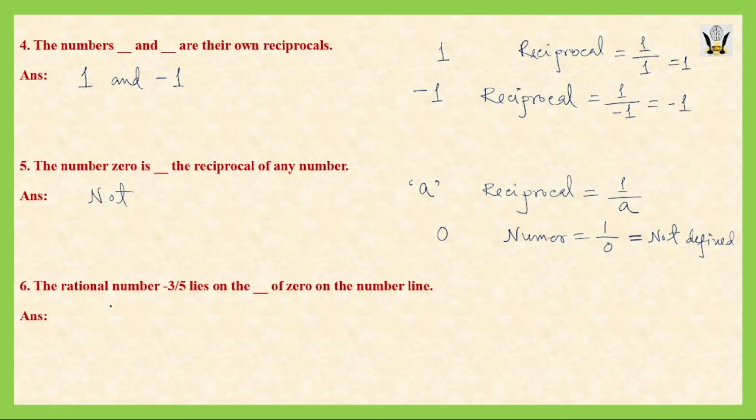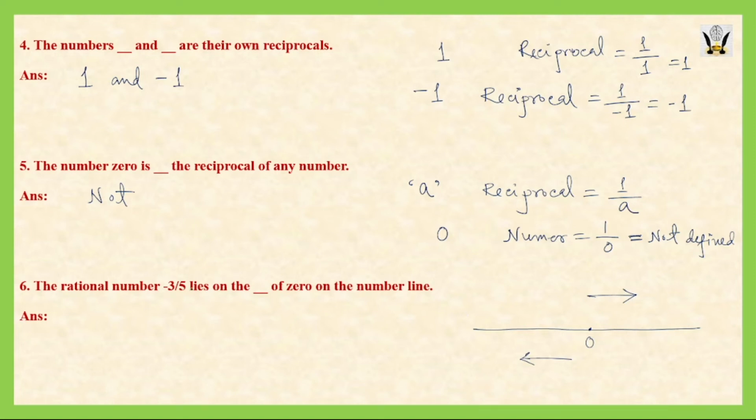Now the sixth question is related to the rational number minus 3 by 5, which lies on dash of 0 on the number line. Now we know on the number line, if we choose any point at the center and assume that as 0, then moving to the right basically represents the positive numbers. And on the left side of the number line, if we move towards minus infinity, that represents all the negative numbers on the number line.